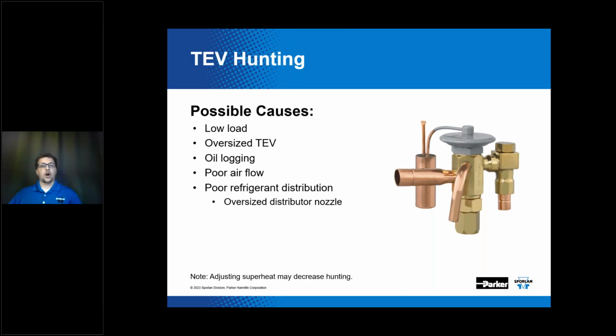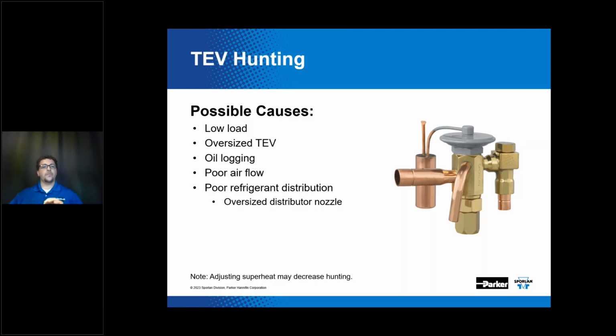So elaborating on the second bullet point, which is the oversized TEV, I want to mention that a balanced port TEV can operate effectively down to 25% of rated capacity and still control the superheat. What I'm saying here is that a 4-ton TEV could effectively control superheat at a 1-ton load. I am not suggesting that you install a 4-ton valve on a 1-ton system. I'm merely saying that if the load drops down to 1 ton, a 4-ton balanced port TEV could still effectively control that superheat.